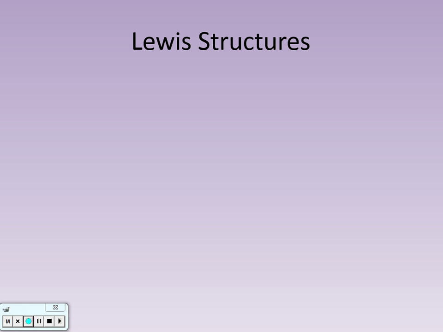Before we start drawing things, I'm going to do some stuff over on the sideboard that is from previous chapters, and I hope we remember it. If you look at your outline, the first element that is listed under Lewis structures is what? Lithium. Actually, I should do it up here so that people watching the recording can see what we're writing.